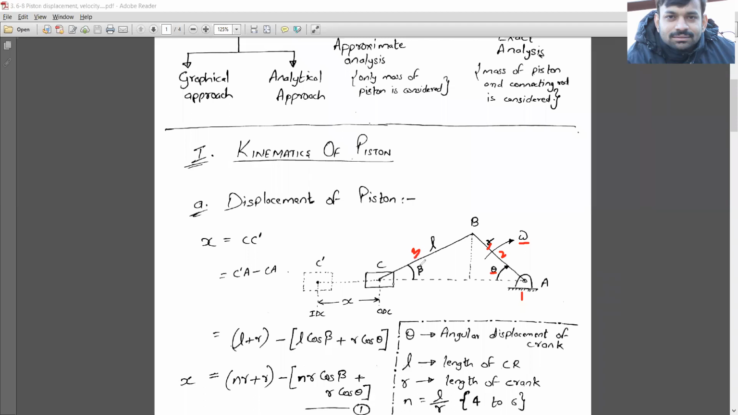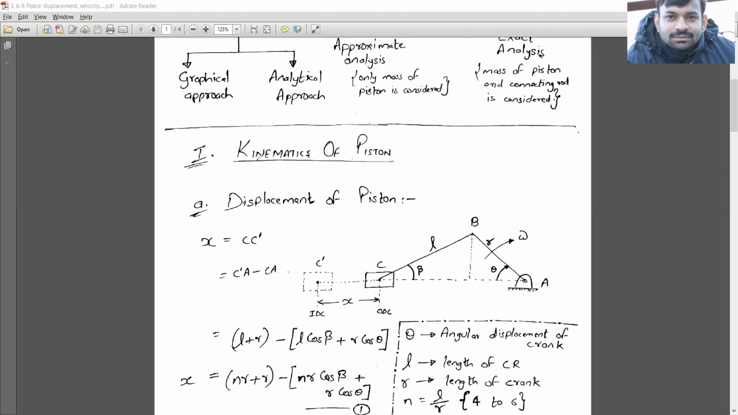At some instant when this crank is making angle theta, this connecting rod is making angle beta with the horizontal. And this C is the piston. This block you can see is the piston, and this is link number 4. You have already studied that this is the first inversion of the slider crank mechanism, in which link number 1 is fixed and the rest are in motion.